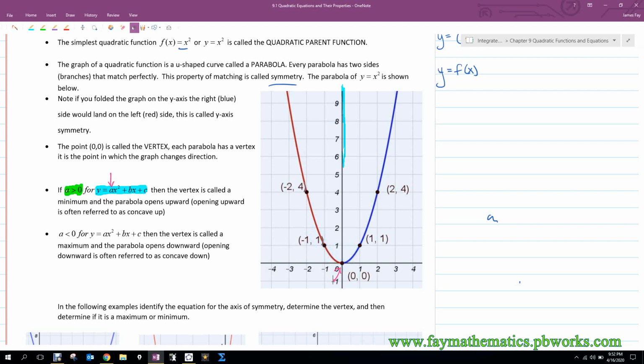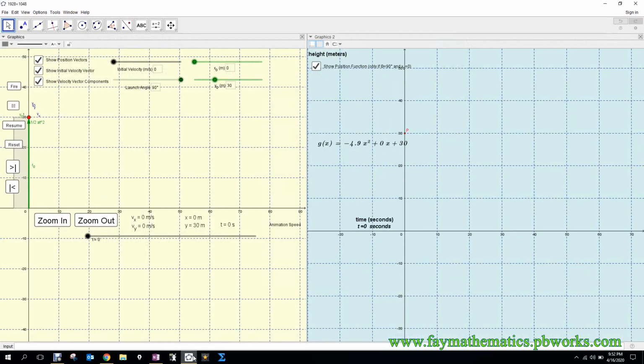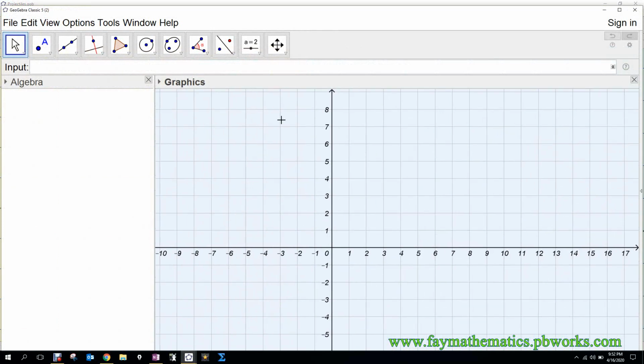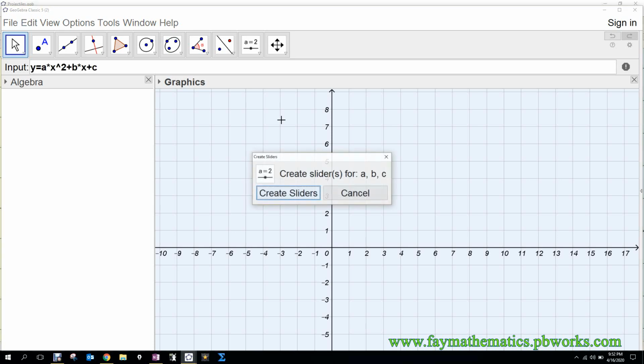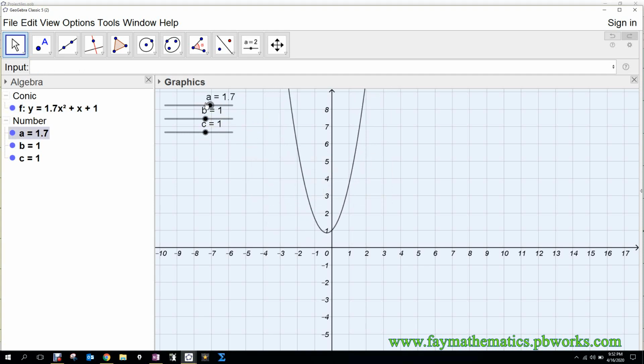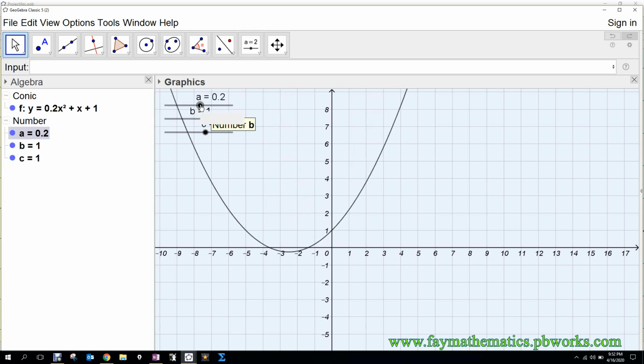Let me just give you, we'll get into GeoGebra here real quick to graph one of these. So if I go y equals ax squared plus bx plus c. What this allows me to do is it creates these little sliders that I can change what the equation looks like, and then that will automatically adjust the graph.